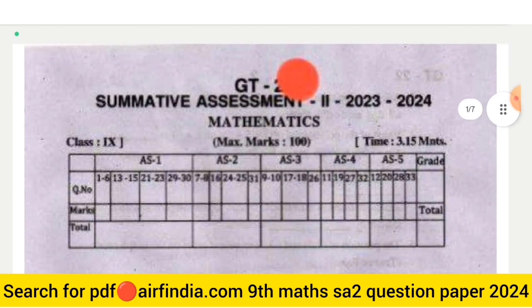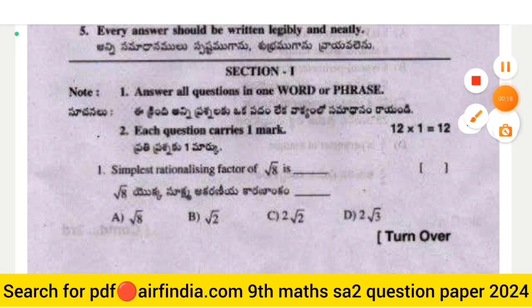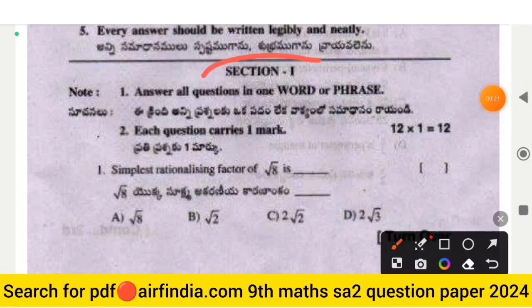Okay, so this is your full question paper of SA2, Summative Assessment Second, and if you want to download this question paper, the full answer key will be uploaded in the next video.